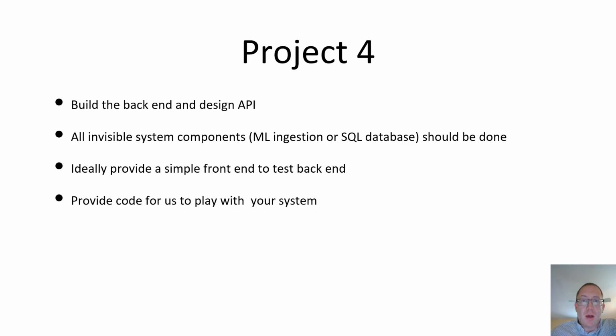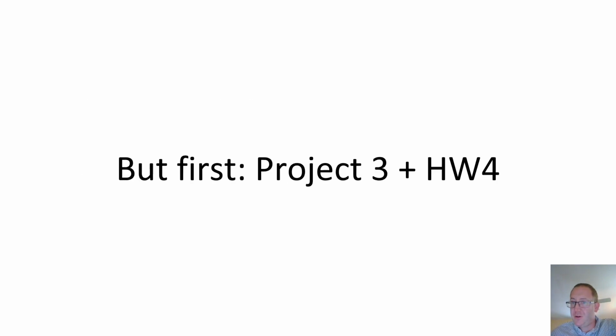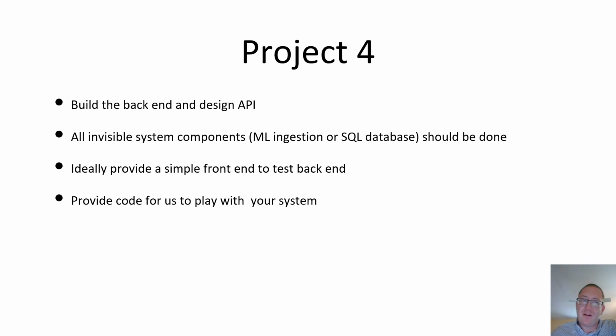So put Project 4 and Homework 4. I guess I fixed this one here at least. Project 4 is building the back end and design API for our system. So just trying to clarify things. I needed another project, essentially. That's the reason why Project 4 exists. It was not meant to be like, we are going to teach you this one thing. You have to build the back end anyways.